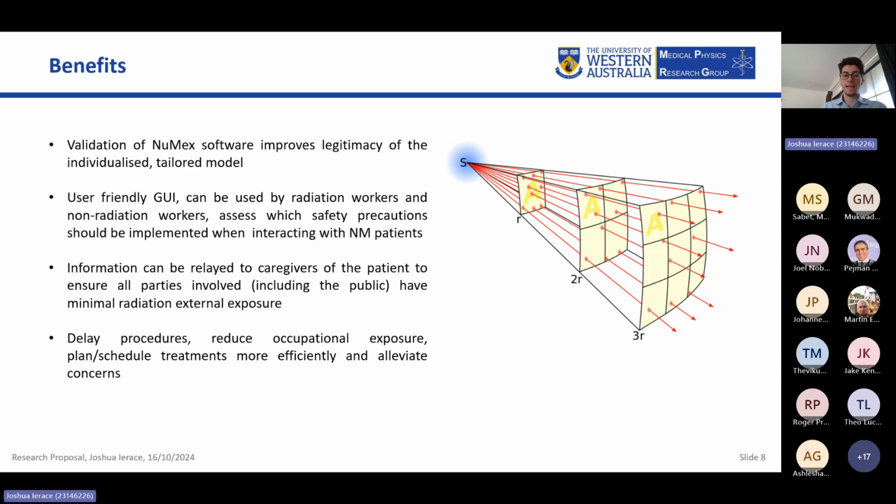This software can and has been used to delay procedures, subsequently reducing the occupational exposure of healthcare workers. It can also be used to plan and schedule treatments more efficiently and alleviate any health concerns.